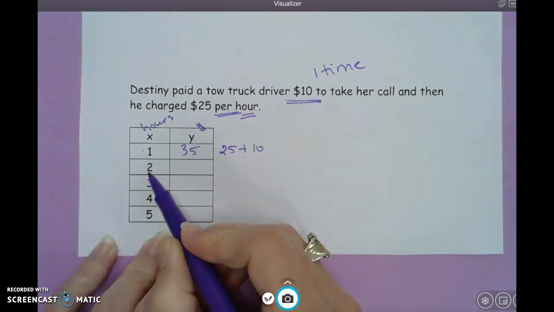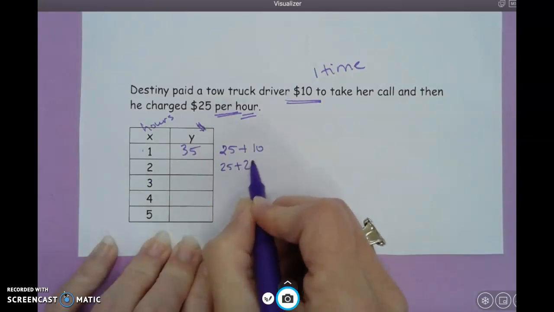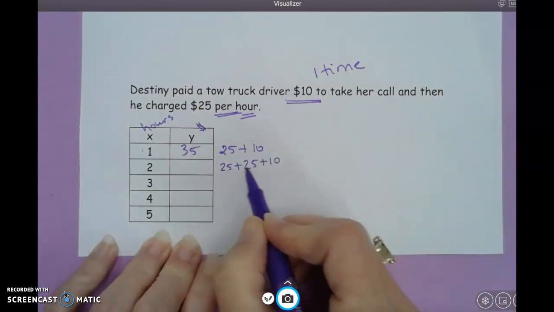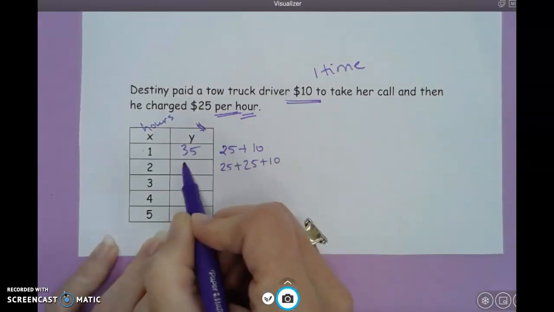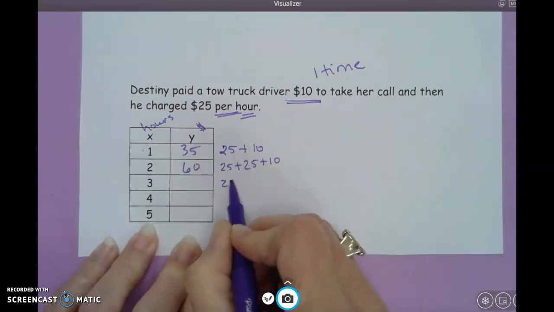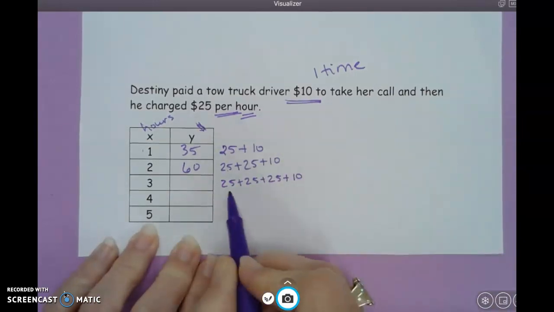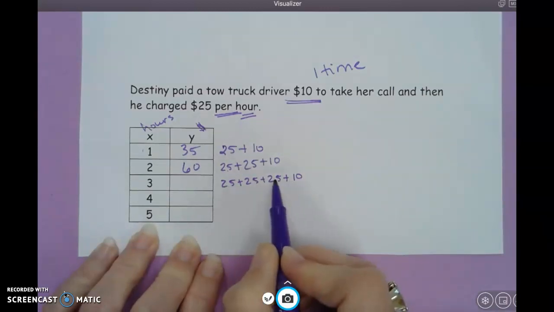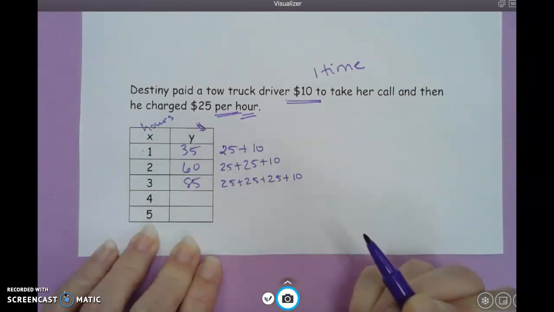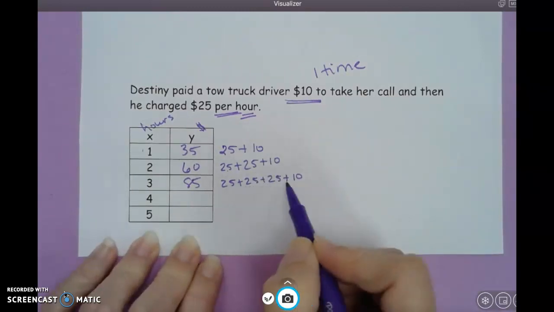So for 2 hours, we got to pay $25 for the first hour, plus $25 for the second hour, plus that $10 one time. So that's going to be $50 plus 10 gives us 60. So if we're going to do 3 hours, we've got 25 plus 25 plus 25 plus 10. So 25, 25, and 25 is 75, and 10 makes 85.